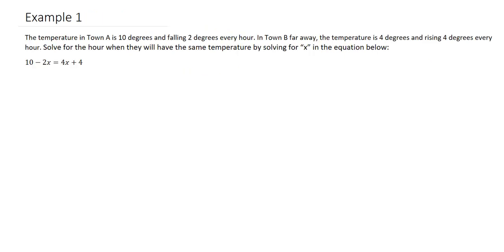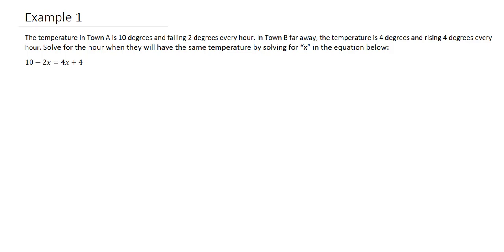Example 1. The temperature in town A is 10 degrees and falling 2 degrees every hour. In town B, far away, the temperature is 4 degrees and rising 4 degrees every hour. These could be in different parts of the world, in different time zones. Solve for the hour when they will have the same temperature by solving for x in the equation below.